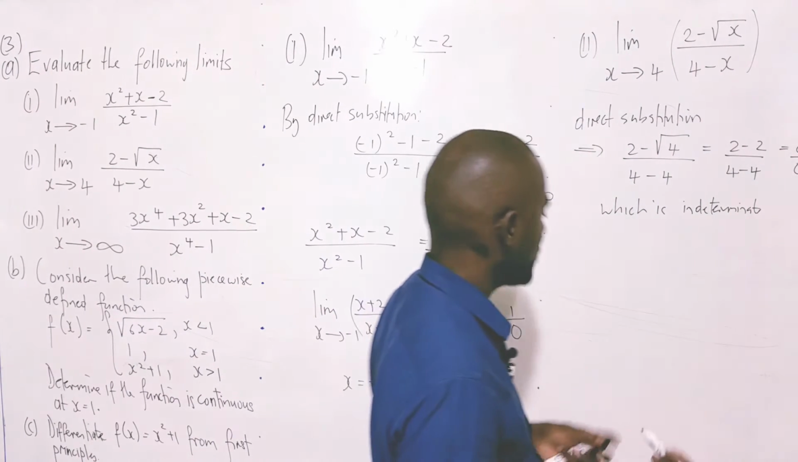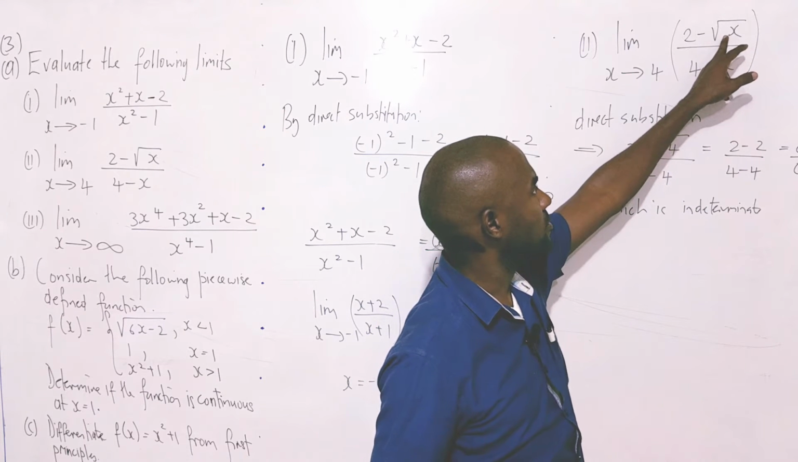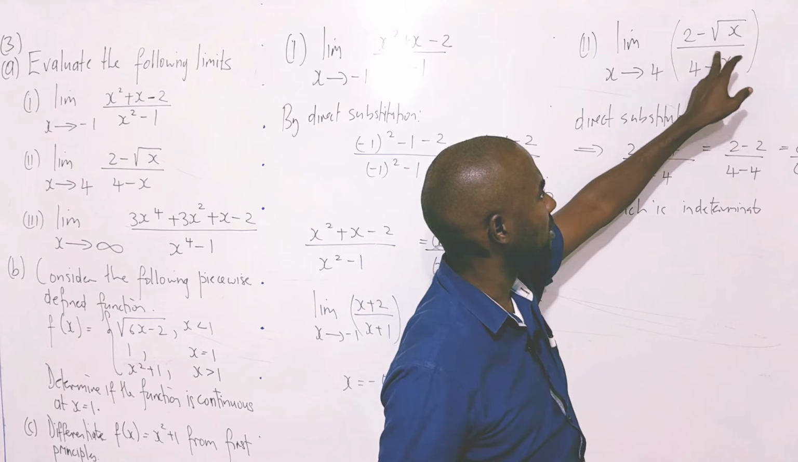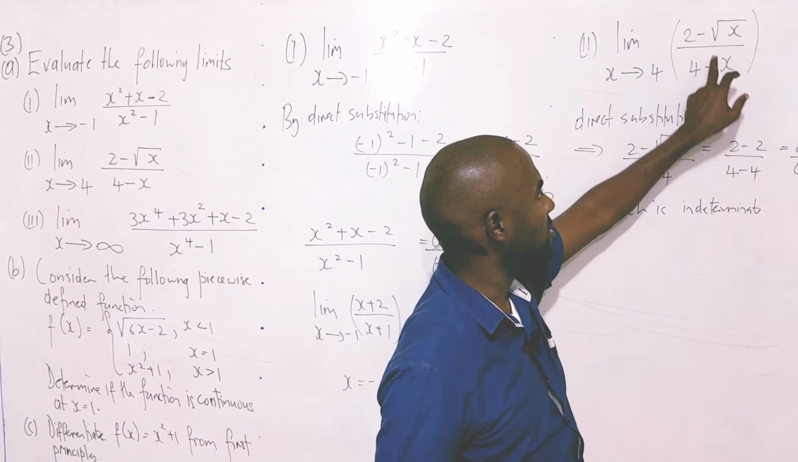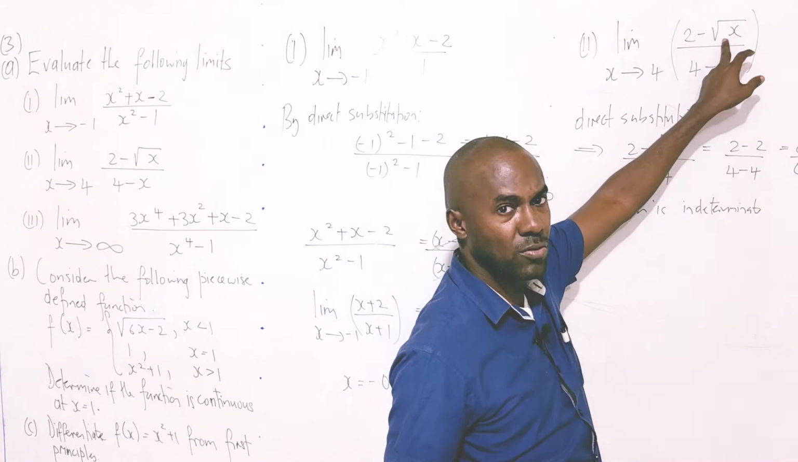Now, many times when students have to deal with limits involving a radical or a square root, what they normally do is to multiply both numerator and denominator by the conjugate of the term involving the square root.